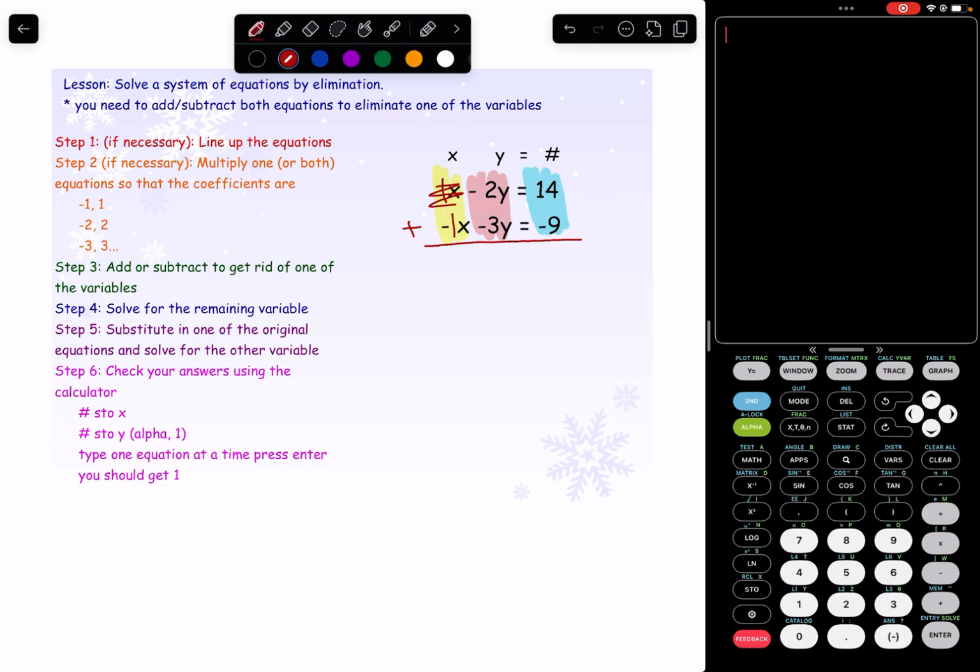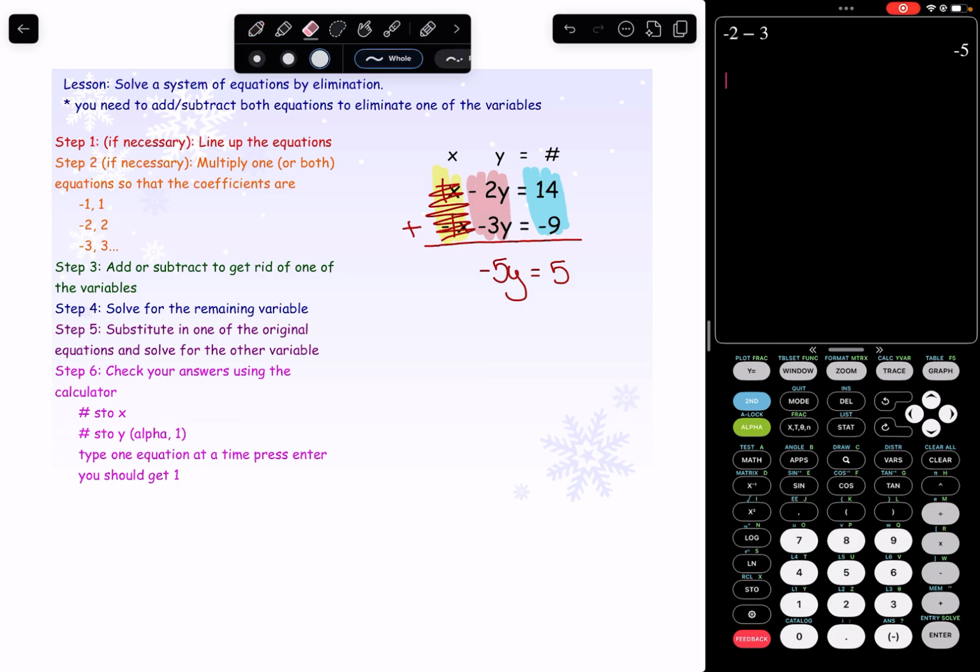What I can do is actually cross out the x terms because they canceled out when I added the equations. Now I have -2y minus 3y, which is -5y. We can check in our calculator. We'll write -2 minus 3, and that is -5. And these are y terms, so I have y equals 14 minus 9, which is 5. Great. So now we just finished step 3.